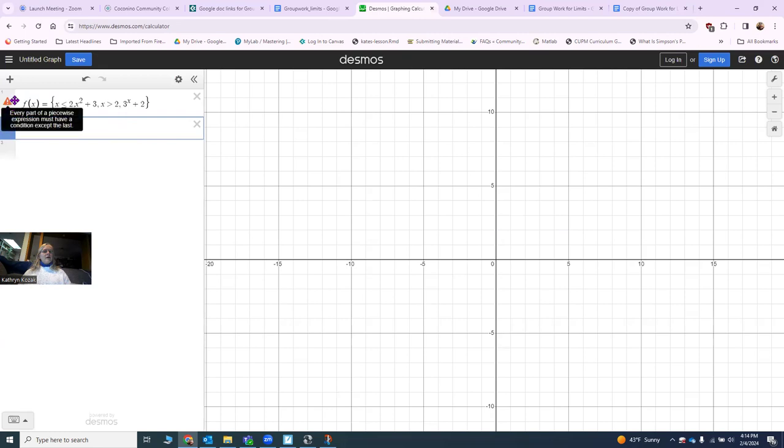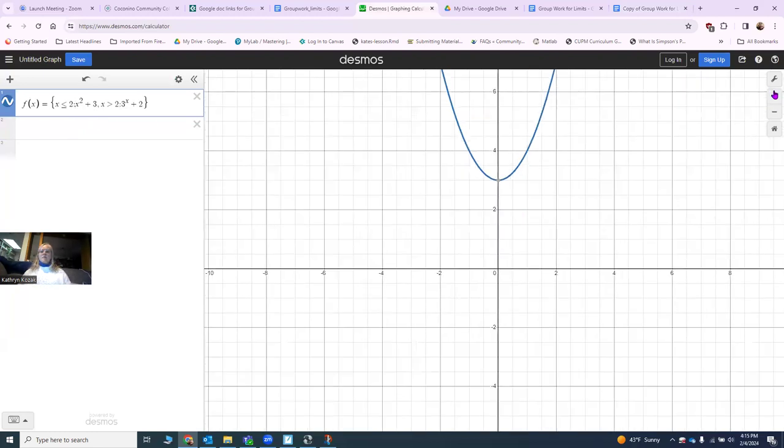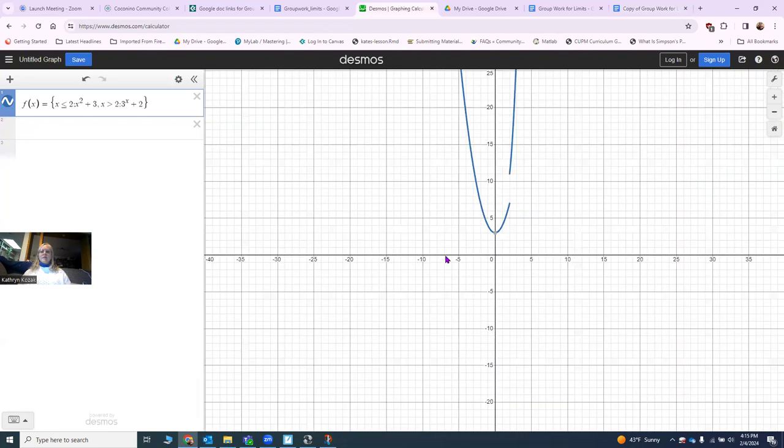And I seem to have an error. Oh, I put a comma in here by accident. This is actually supposed to be a colon. And that comma should also be a colon. I apologize. I had that backwards. So now we can see our piecewise function. I'll zoom out just a tiny bit so you can see a little bit more.